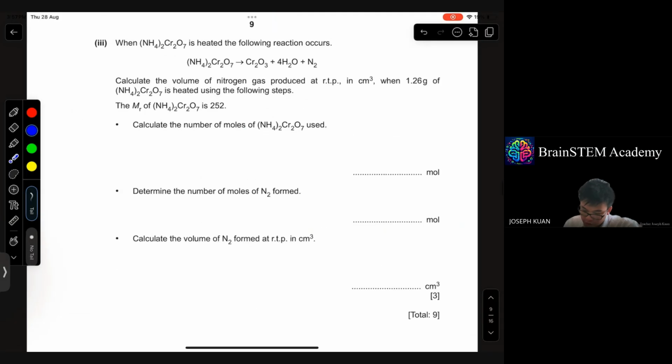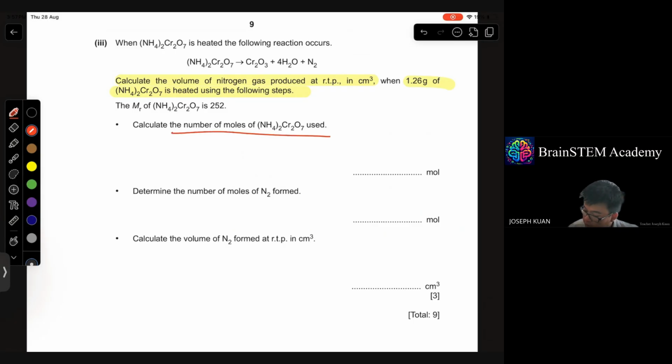Next, when this compound is heated, the following reaction occurs. Calculate the volume of nitrogen gas produced at room temperature and pressure in cubic centimeters when 1.26 grams of this particular compound is heated, using the following steps. First, we have to find out the number of moles of this compound. We are given the mass. To convert mass to moles, we have to divide by molar mass. And luckily, we are given it here: 252. So 1.26 grams divided by 252 grams per mole gives you 0.005 moles.